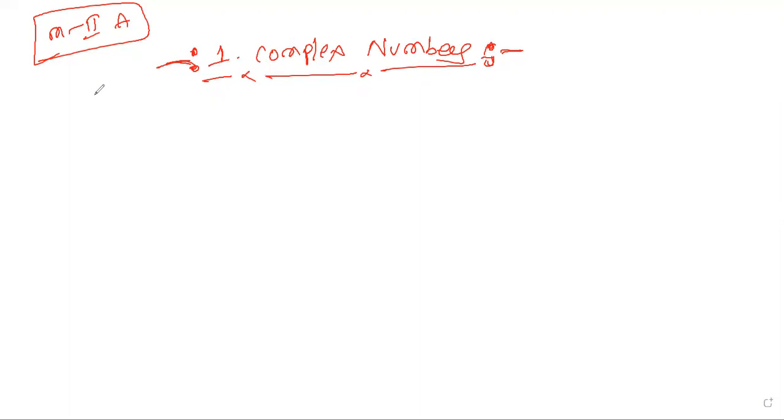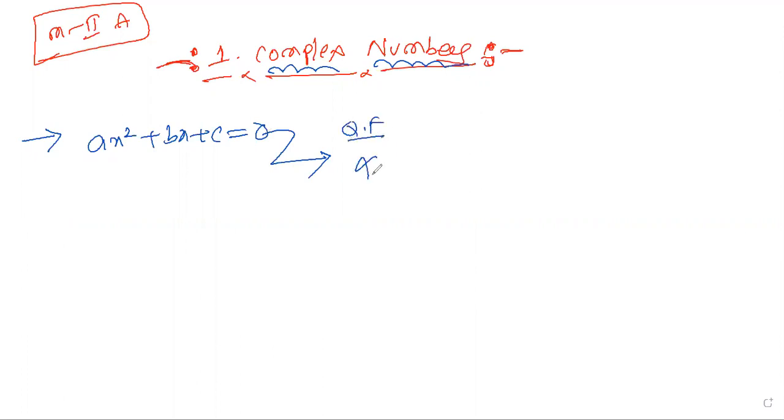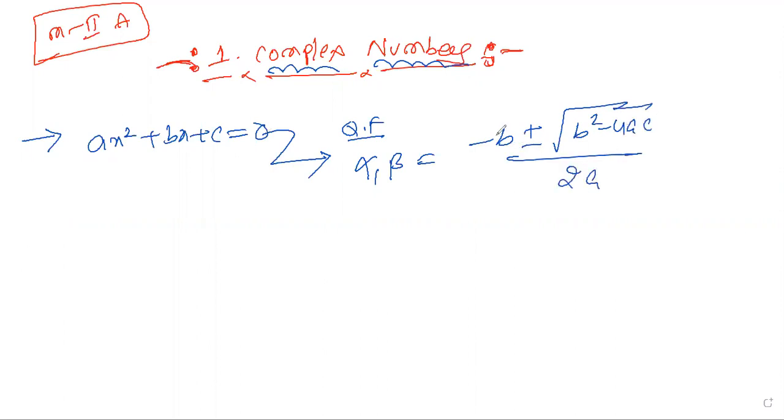First of all, what is understood by a complex number? What do you understand by a complex number? For example, when you are doing analysis of a quadratic equation, ax square plus bx plus c is equal to 0. This is one quadratic equation. When you're solving it, we can have a number of methods. Let me take the quadratic formula: alpha comma beta is equal to minus b plus or minus under root of b square minus 4ac by 2a. This is the roots finding case.